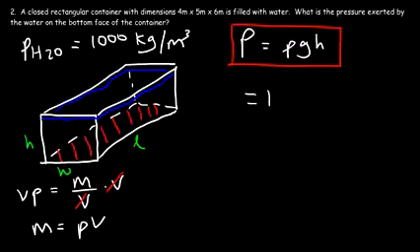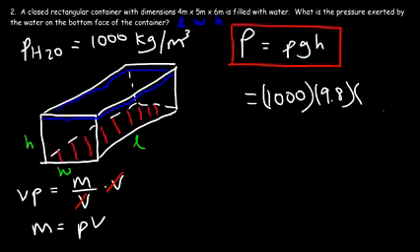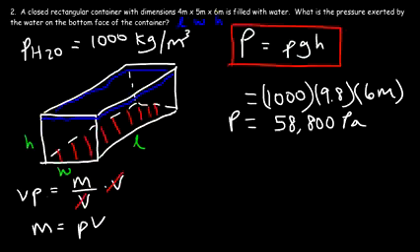So we know the density of water is 1,000 kilograms per cubic meter. We have the gravitational acceleration, it's 9.8, and the height of the fluid. Now let's say the first one is the length, the second is the width. So the height, we're going to say it's 6 meters in this example. So it's going to be 1,000 times 9.8 times 6. So the pressure is 58,800 pascals. So that's the pressure due to the weight of the water alone.